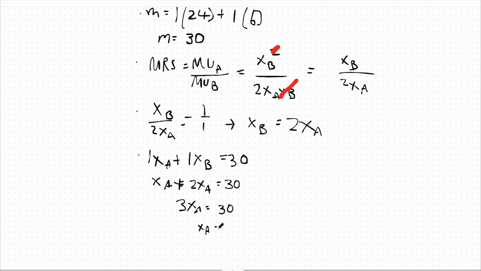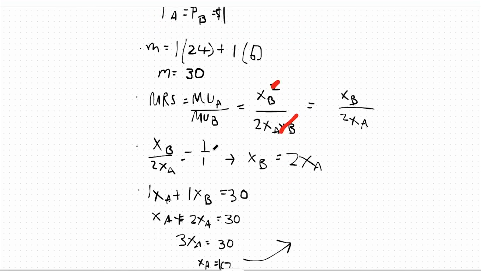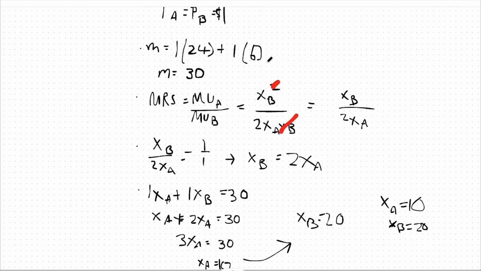The number of apples I purchase is then 10. If I purchase 10 apples, I should purchase the number of bananas that equates to that. So that's going to be 10 times 2. XB should equal 20. So optimally, I will purchase 10 apples and 20 bananas, when originally I started out with 24 apples and 6 bananas.